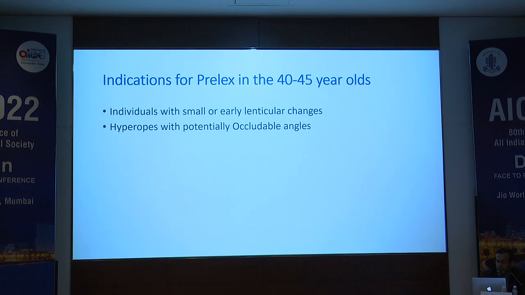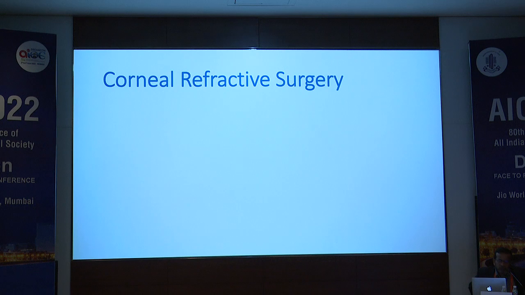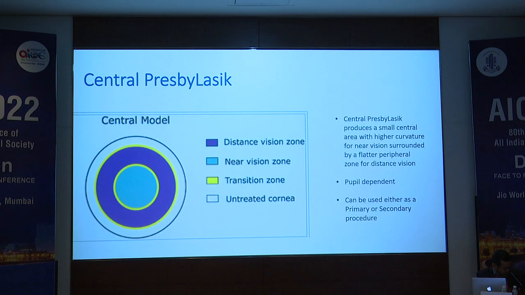So what is my indication for prelex in the 40 to 45-year-olds? Individuals with small or early lenticular changes. Even if there is a small change in the lens, a little bit of cataract, I would go in for a lens-based procedure as compared to changing something on the cornea. And of course, hyperopes. In all hyperopes, if they have a shallow anterior chamber and there is a likelihood of an occludable angle, and they are asking for these things and really insist on them, I would definitely do a lens-based procedure.